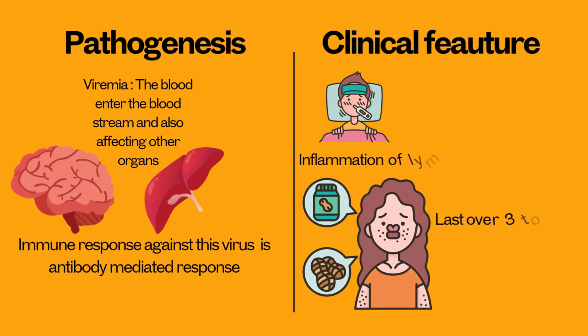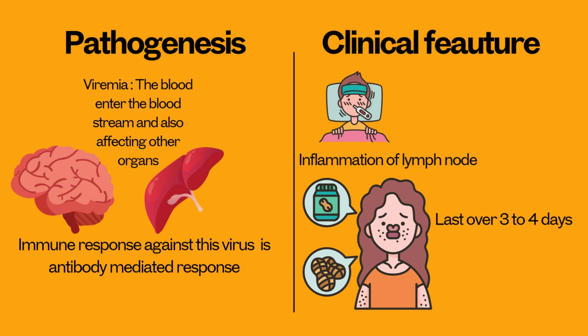Let's talk about the pathogenesis in a bit more detail. So first the nasopharynx and lymph nodes are affected. Eventually the virus enters the bloodstream causing viremia. And basically it can affect several other tissues and organs including brain and liver. So basically the immune response against this virus is by humoral immune response, that means antibody mediated response, or via cell mediated response, which involves cytotoxic killer T cells.